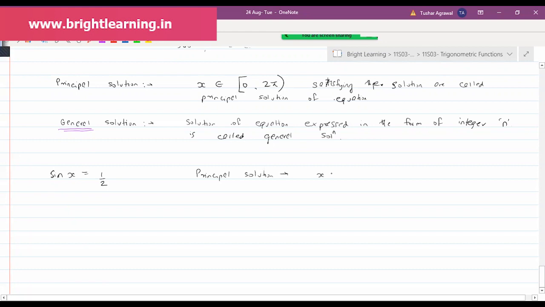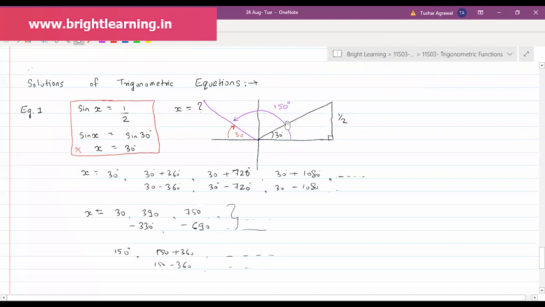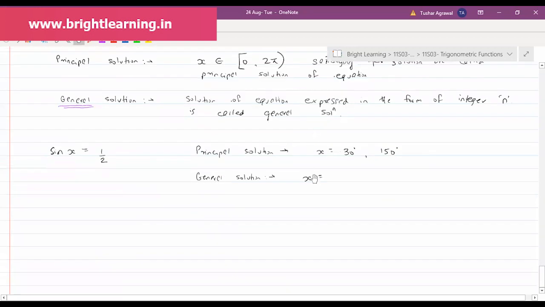Principal solution will be x equals 30 degree and x equals 150 degree. And the general solution will be something like this. X equals 30 degree, you take that arm and you can rotate anyhow above that arm. Anyhow means either a multiple of 360 degree clockwise, or a multiple of 360 degree anti-clockwise. What is 360? 360 is 2 pi.